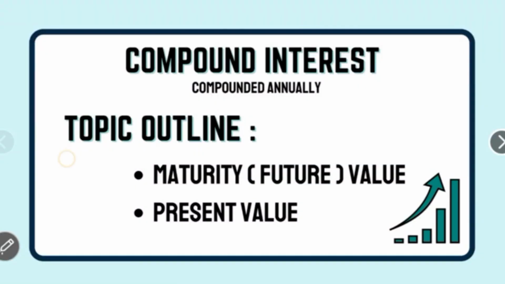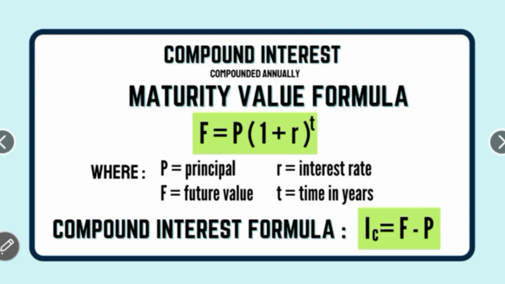So here we go. Our topic outline is all about finding the maturity or future value together with compound interest, and also finding the present value. So here's the formula in finding the future value. F is equal to P times the quantity of 1 plus R raised to T, where P stands for principal, F stands for future value, R is interest rate, and T is the time in years. We can also see here the formula for finding the compound interest. So compound interest is equal to future value minus the present value.